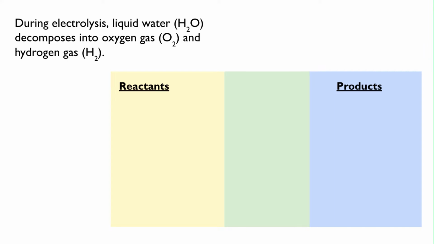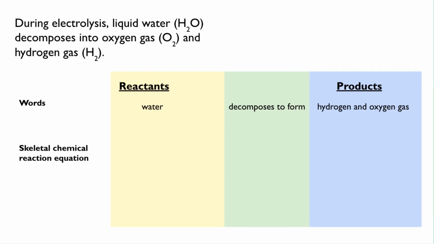So in words, I've got water decomposes to form. Water is my reactant, decomposes to form is my reaction language, and then my products are hydrogen and oxygen gas. My skeletal chemical reaction equation, I'm going to look up to the problem, right? The problem is giving me the chemical formulas if they're not chemical formulas that I can get from my reference table or otherwise deduce easily. So H2O, liquid, decomposes, that's going to be the reaction arrow, to form O2 gas plus H2 gas.